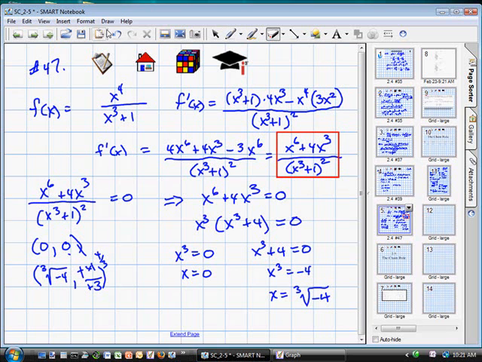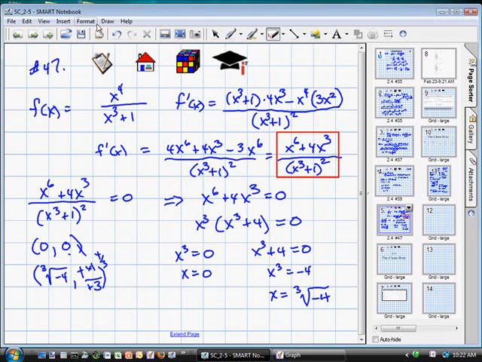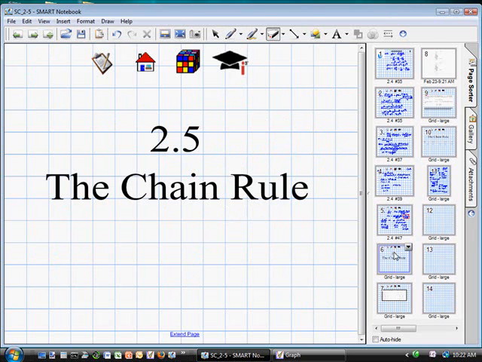Okay. Well, let's get a start on the new. So hopefully you got your quotient rule and your product rules down cold. The chain rule. The chain rule deals with composite functions. A lot of times functions are made up of composite parts.